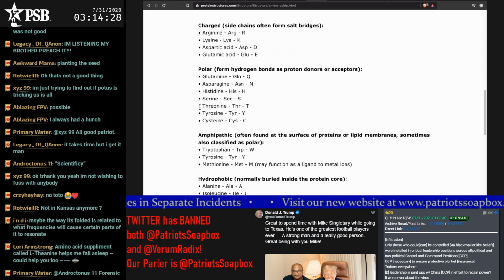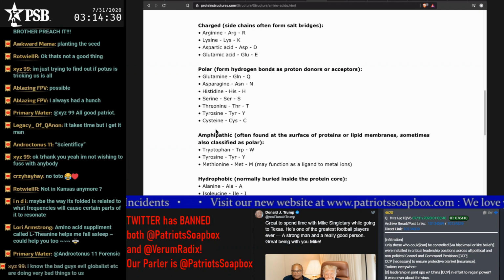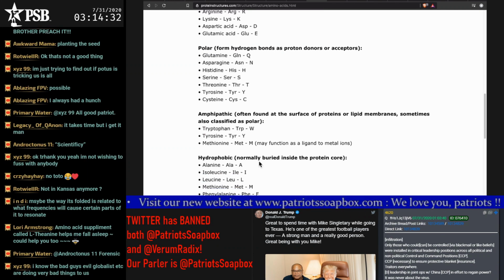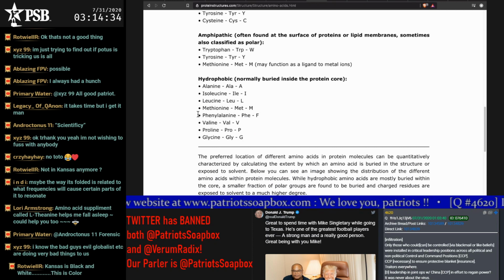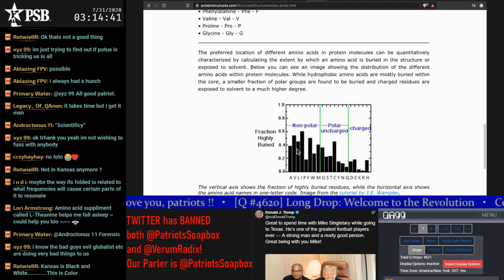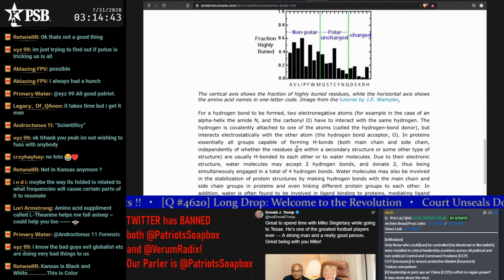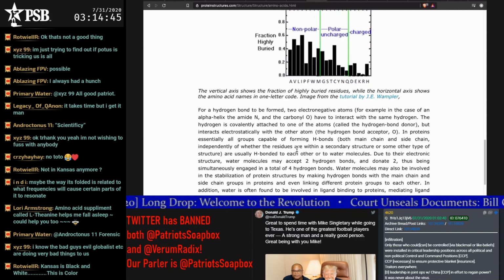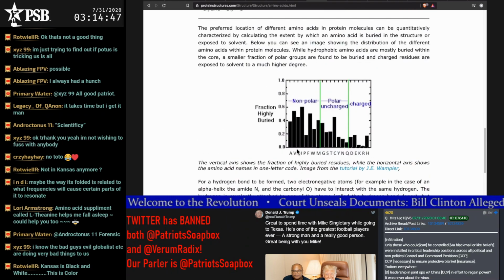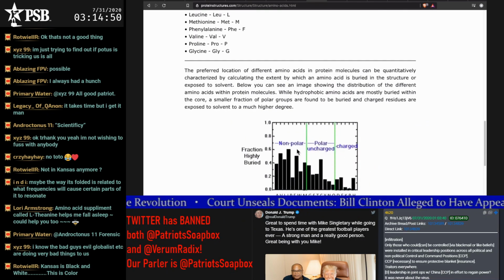Glutamine, tyrosine, tryptophan, phenylalanine, I think, leucine, glycine. Some of these sound familiar. Okay. Hydrogen bonds. Why hydrogen bonds? We're going to get there.